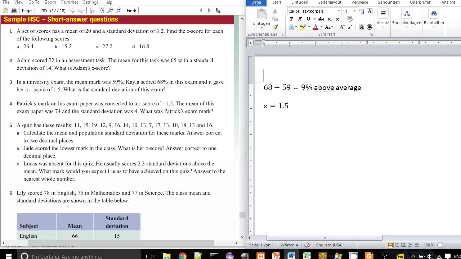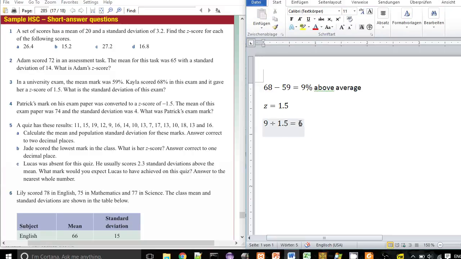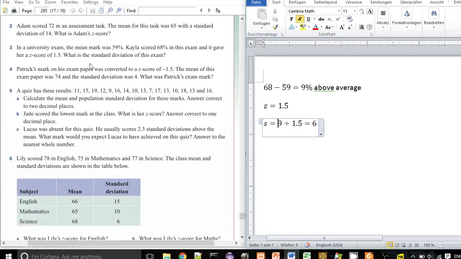Now, this 9 marks is 1.5 standard deviations. So we need to just do 9 divided by 1.5 to figure out how big the standard deviation is. That's just 6. So the standard deviation must be 6. And that makes sense. If the standard deviation is 6, she's a bit more than that. She's 1.5 standard deviations above the average of 59. So standard deviation is 6. I can write here s equals 6. Let's keep going. Patrick's mark.